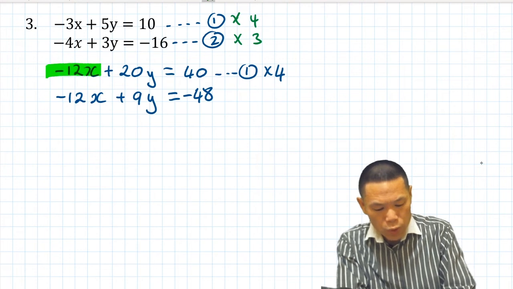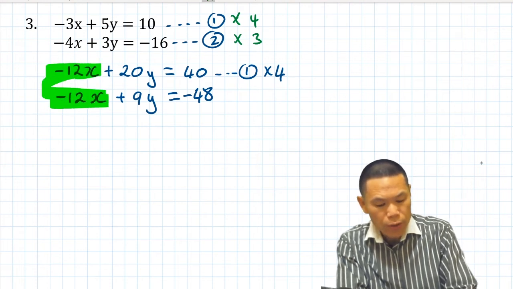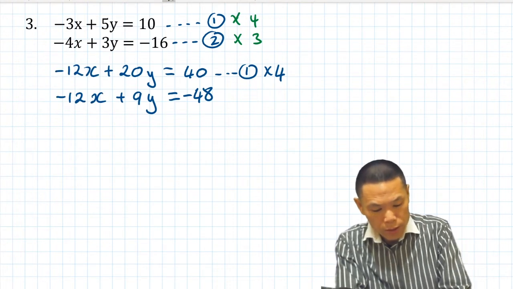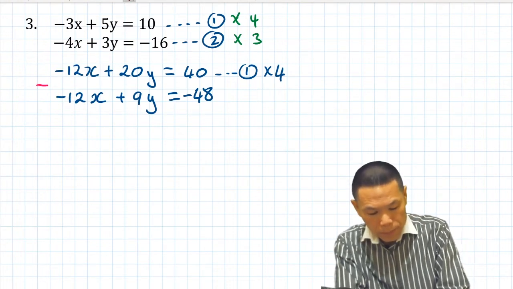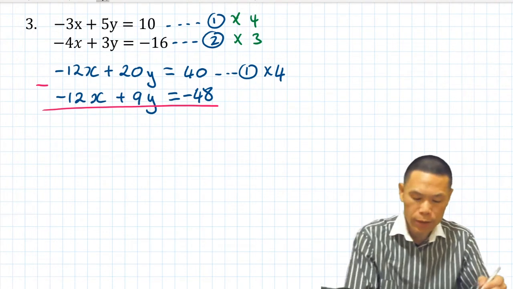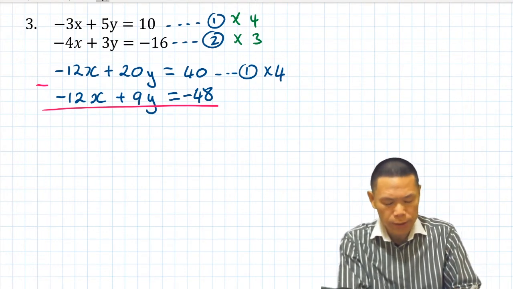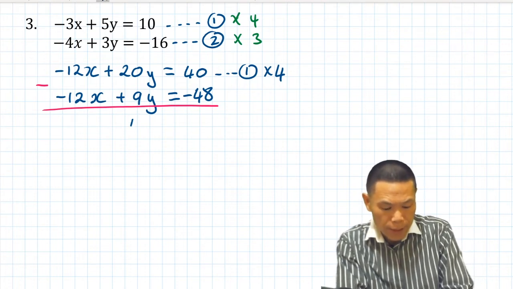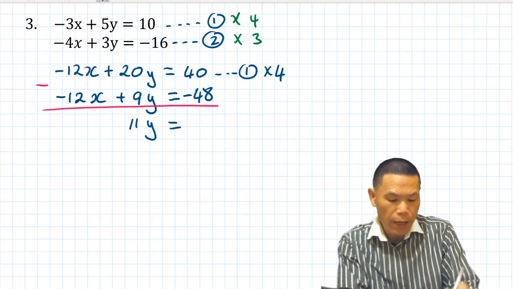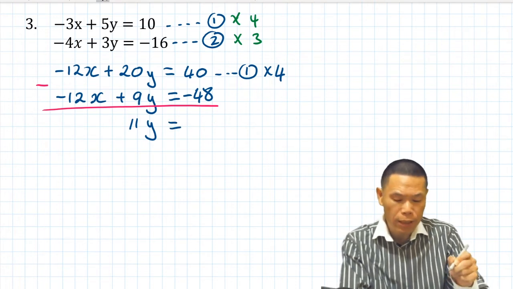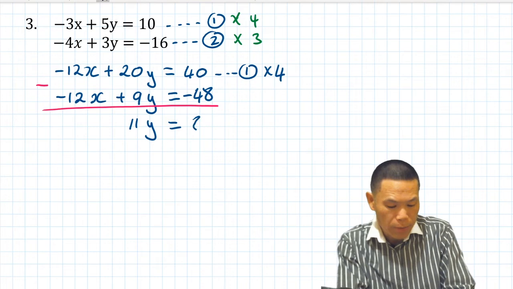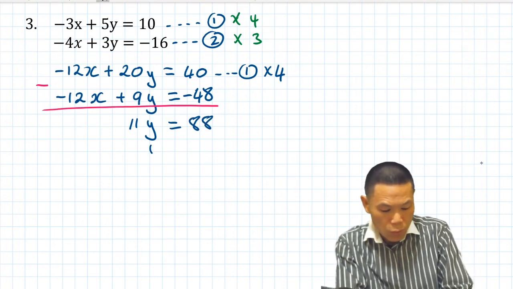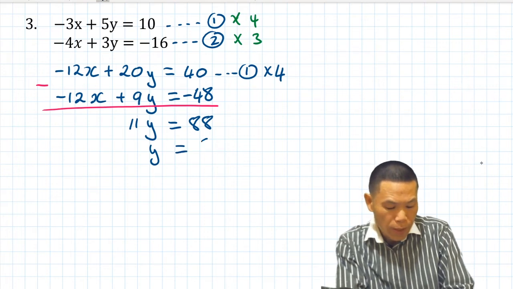Now we have negative 12x here and negative 12x here. So if we minus them, the x will eliminate. So I just minus this. Negative 12x minus negative 12x is equal to 0. And 20 minus 9 is 11, so 11y. And 40 minus 48, it means 40 plus 48, so that gives me 88. Then I divide by 11, so y must equal 8.